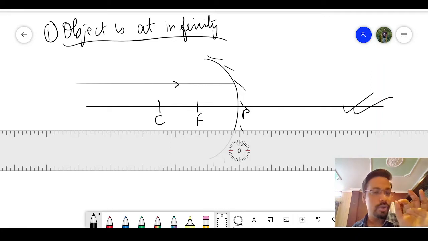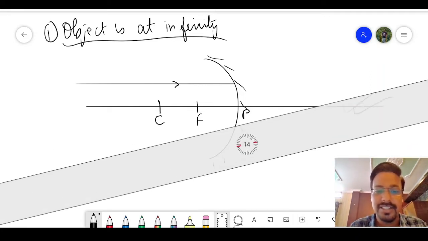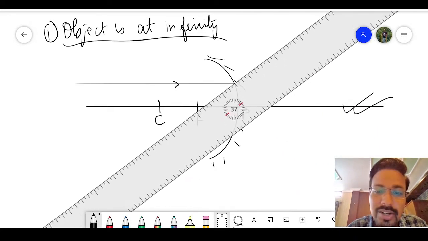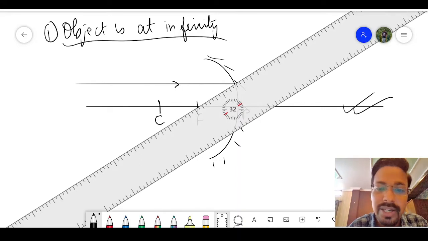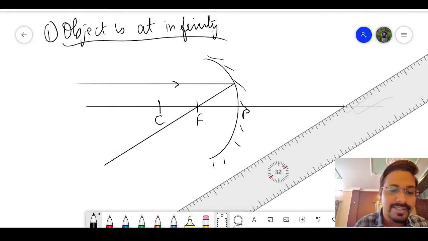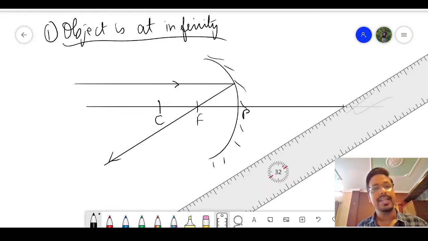If you draw a ray of light which is parallel to the principal axis, after reflection it will pass through the focus. This makes it easier for us to draw the diagram, because we know exactly where the ray of light is moving. So it will pass through the focus like this. Okay, done.